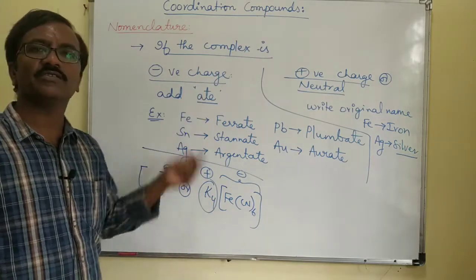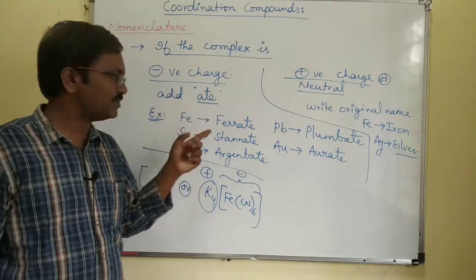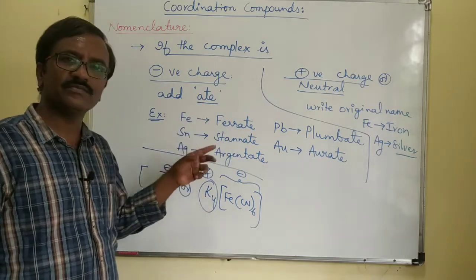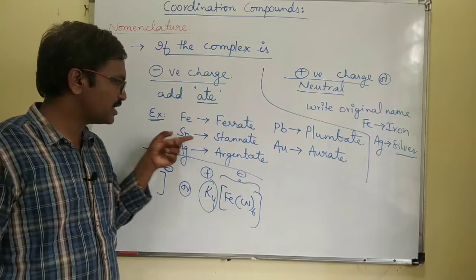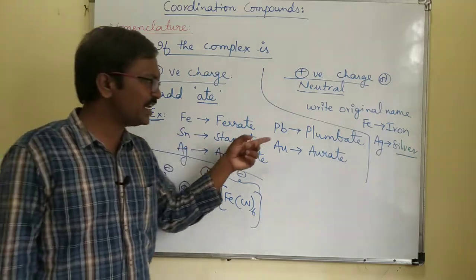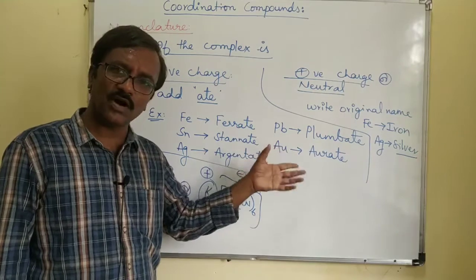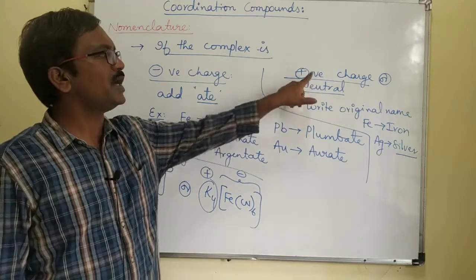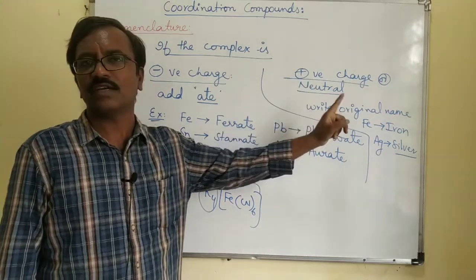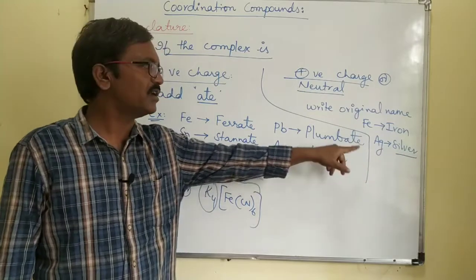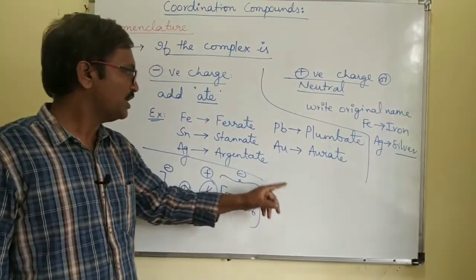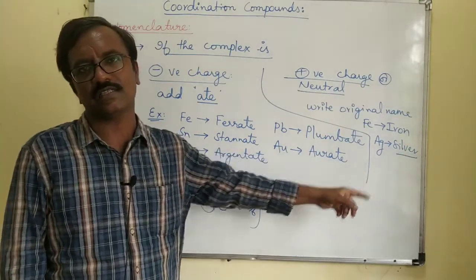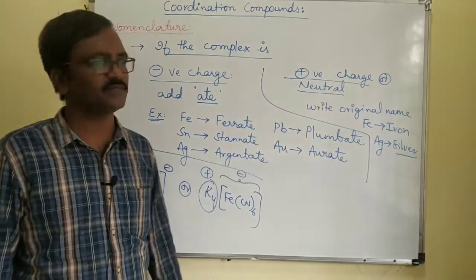In that case, what you have to do is add the word ate. That means Fe, ferrate; Sn, stannate; silver, argentate; Pb, plumbate; Au, aurate. These words should be added in the nomenclature. If the complex is positive charge or neutral, you have to write the original name. Fe means iron, Ag means silver, right? Pb means lead, right? Sn means stannous. You have to write their original names, right?